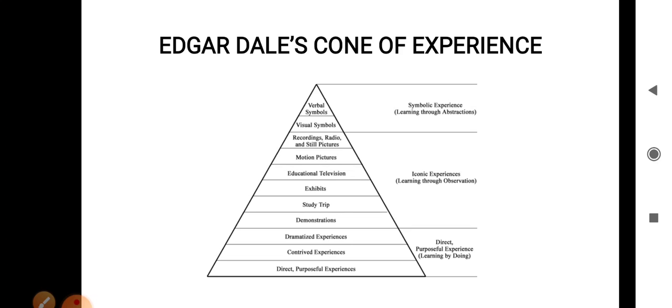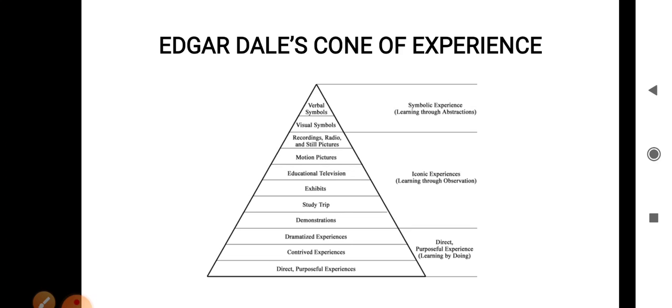Okay, usually ang study trip, it is more on what? It could be in the form of walking gallery, ganon. May mga activity kasi tayong ginagawa inside the classroom wherein we coined it as study trip. Next, exhibits. Also including also to study trip is when you visit museums, ganon. We also have educational television, motion pictures, of course recording.